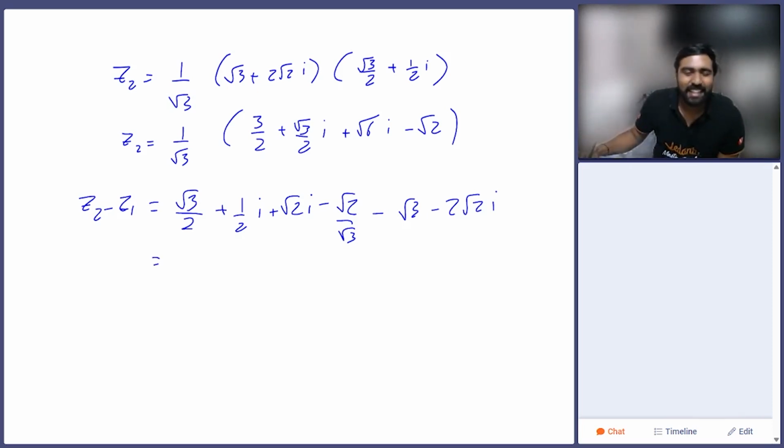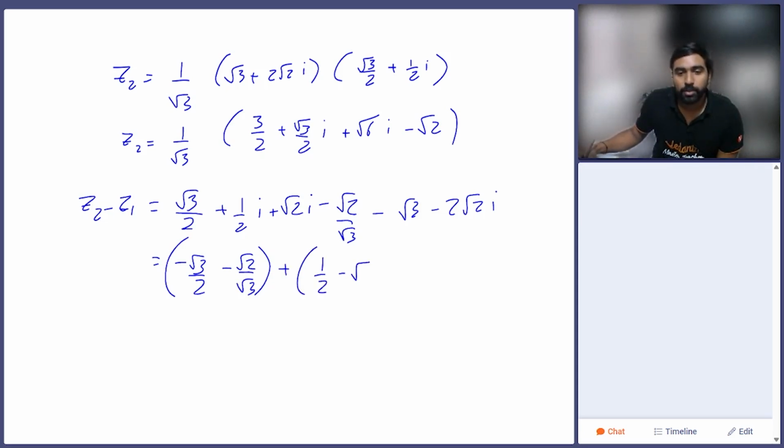Okay, a little bit of simplification I can see. Root 3 by 2 and minus root 3 by 2, I can cancel it out. I have a minus root 3 by 2, then I have a minus root 2 upon root 3. This is the real part. As far as the imaginary part is concerned, I have 1 by 2 and I have root 2 minus 2 root 2, which is minus root 2 iota.